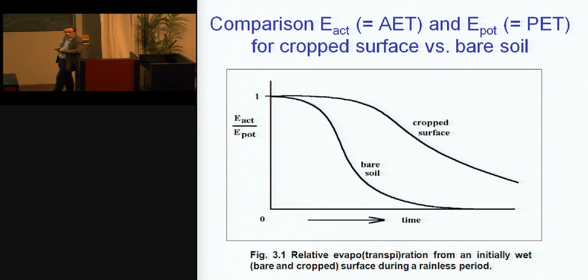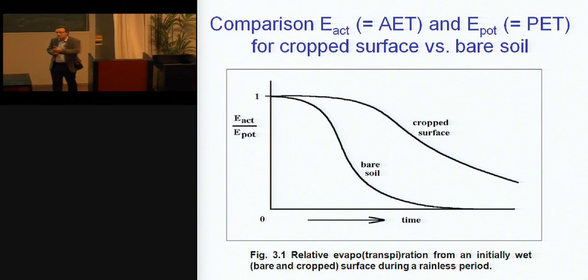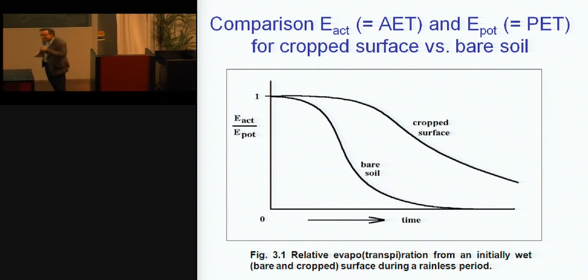Why is that like this? Why is the cropped surface, where we have a piece of land with some crops, why is the potential evaporation longer equal to the actual evaporation, while only later is the actual evaporation reduced? While in bare soil it's already reduced much earlier. Why is it like this? Okay. Speak a bit louder, yes?